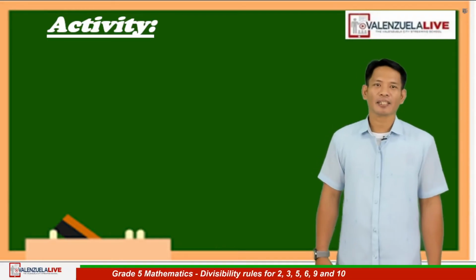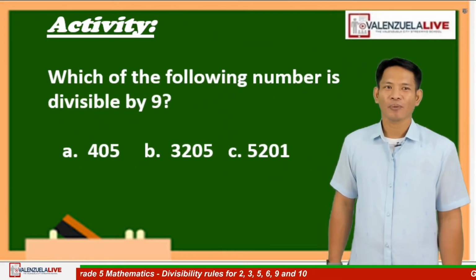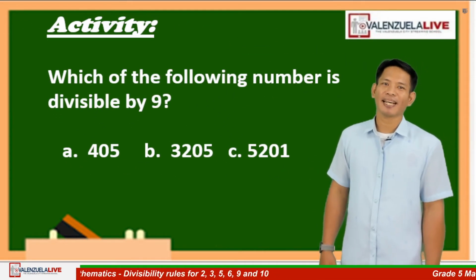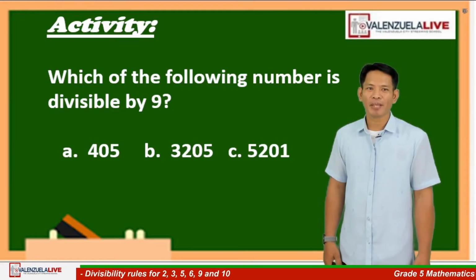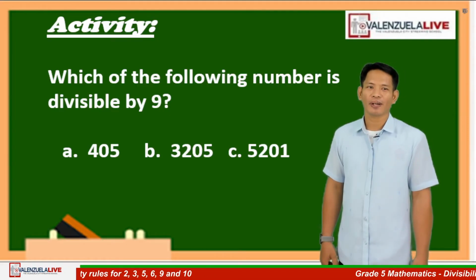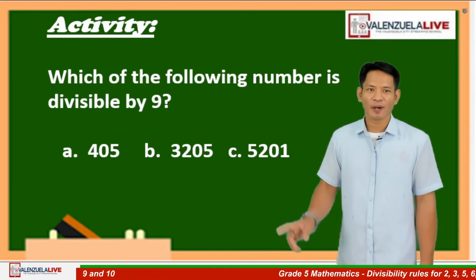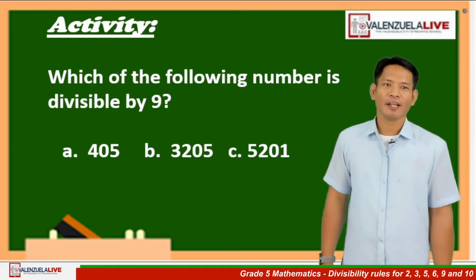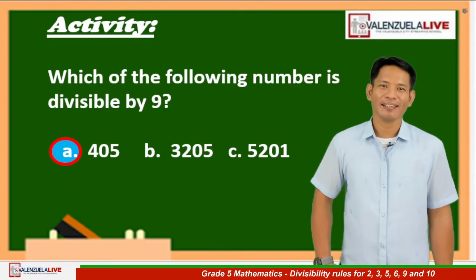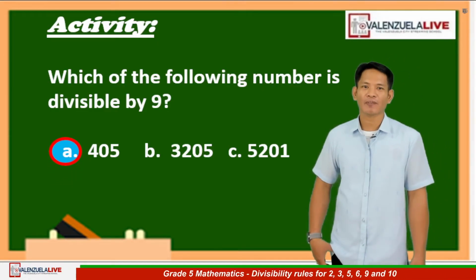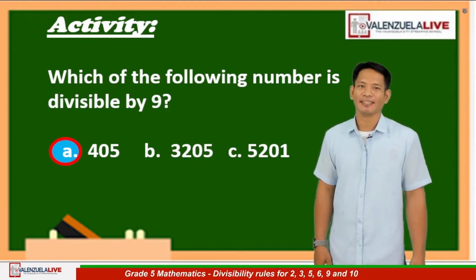Let's have another activity, grade 5. Which of the following numbers is divisible by 9? Is it A, 405, B, 3,205, or letter C, 5,201? Of course, grade 5, the correct answer is letter A. Why? Because 4 plus 0 plus 5, the sum is 9.